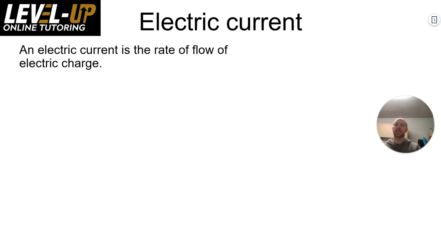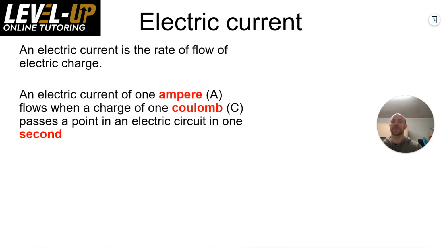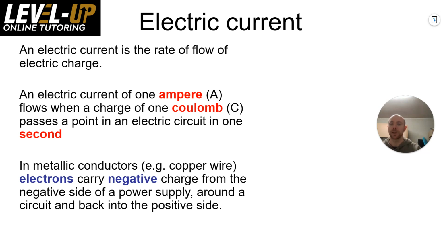Okay, so now we know hopefully what provides the current, what produces the current. We need to look into current in a little bit more detail. So here's your definition that you need to know. Electric current is the rate of flow of electric charge. And an electric current of 1 ampere, which is what current is measured in, flows when the charge of 1 Coulomb passes a point in an electric circuit every second. So if 1 Coulomb of charge, it's a lot of charge, it's lots and lots of electrons, passes every second, you've got 1 ampere of current.